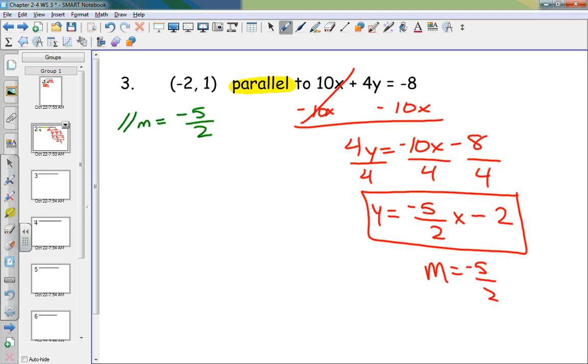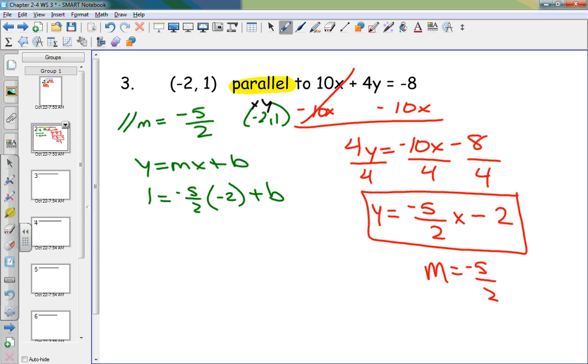Okay? Now I'm going to take my point, (negative 2, positive 1), and what am I going to use? Which method? Y equals mx plus b, okay? When I'm using y equals mx plus b, what do I label my point as? X and y. This is not the shortcut. Why is this not a shortcut? Because the x does not have 0 in its position. So I immediately plug and chug. Y is going to be 1. M is negative 5 over 2. X is going to be negative 2, plus b. Well, what happens to the negative times the negative?